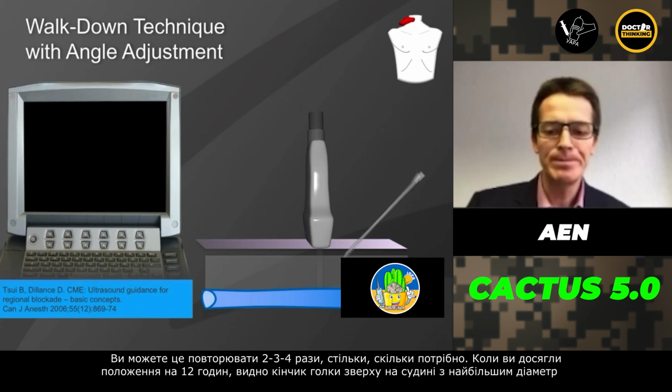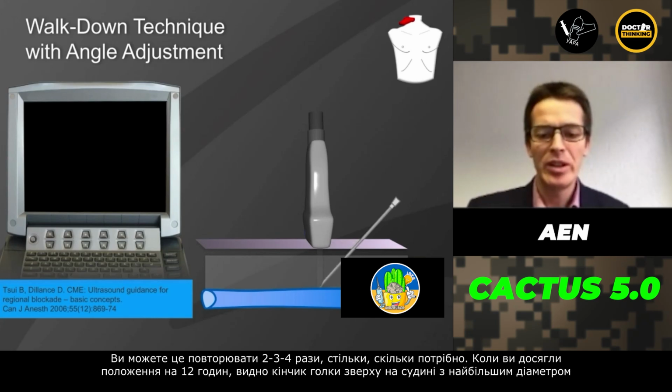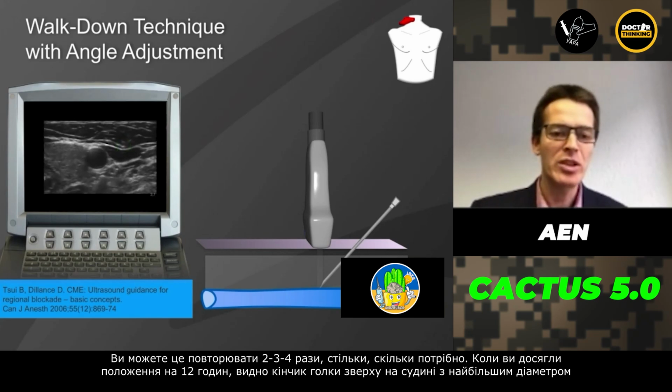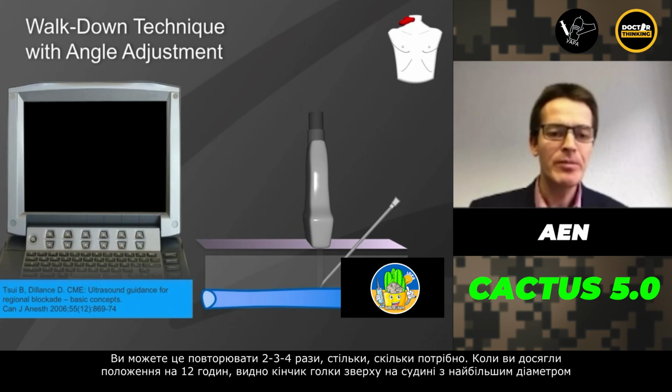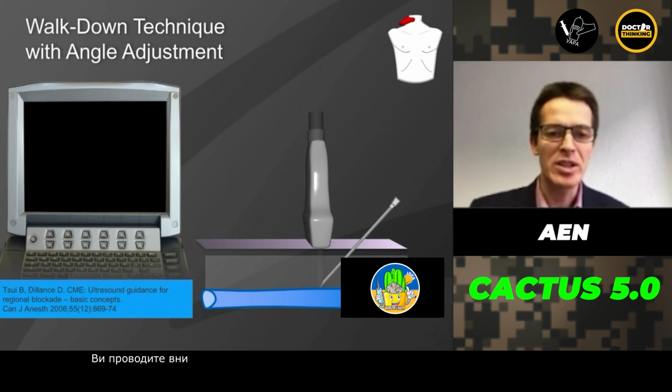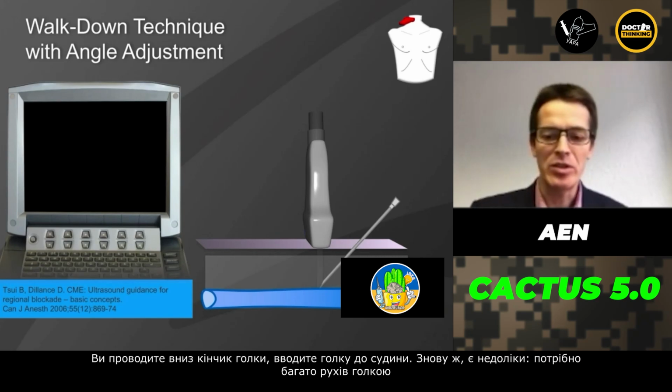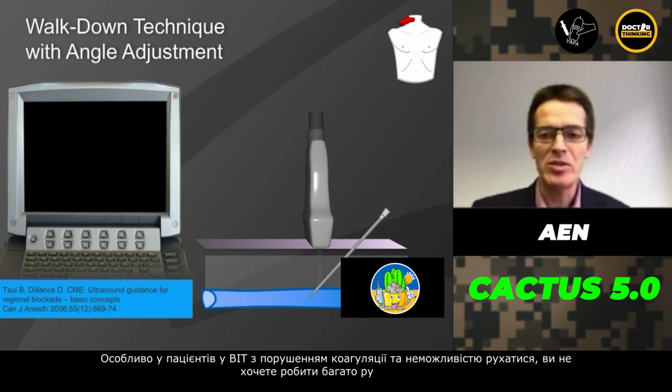So you may do this again. You may do it 2, 3, or 4 times, whatever is needed, until you are at the 12 o'clock position, and then you see how the needle tip sits on top of the vessel with the largest diameter just under the needle tip, and then you can put the needle in. Here again, there might be some disadvantages because you've got quite a lot of needle passes. So especially in patients on the ICU with a lot of heparin or with coagulation abnormalities, you may not want to have many needle passes.